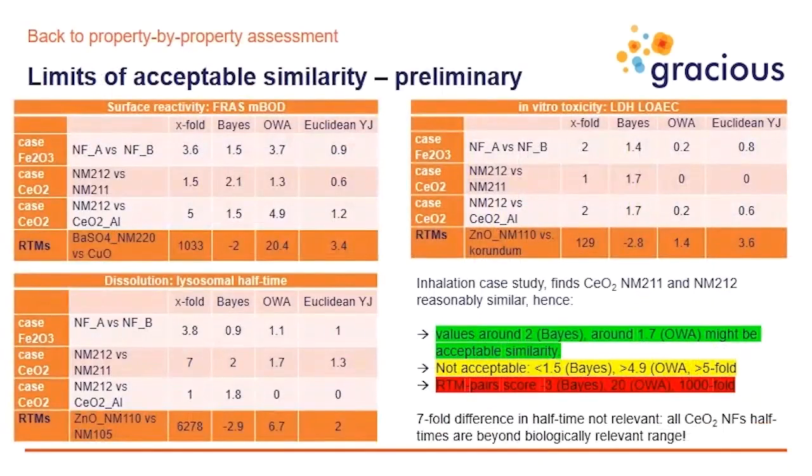Preliminary results on limits of acceptable similarity are presented here. This is a result of the GRACIOUS similarity task force. As indicated in the previous slides, these thresholds are different per algorithm, but can be set up to result in the same ranking.